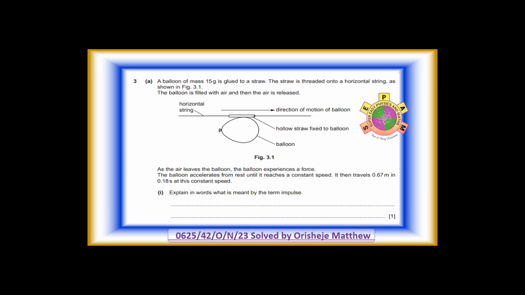Question 3. 3a. A balloon of mass 15 gram is glued to a straw. The straw is threaded onto a horizontal string, as shown in figure 3.1. The balloon is filled with air and then the air is released. As the air leaves, the balloon experiences a force. The balloon accelerates from rest until it reaches a constant speed. It then travels 0.67 m in 0.18 seconds at this constant speed.